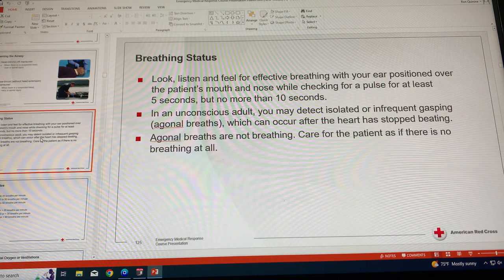Okay, now we're going to discuss breathing status. If the patient is breathing, the chest will rise and fall. However, you must also listen and feel for signs of breathing. Position your ear over the patient's mouth and nose so you can hear and feel air as it escapes. At the same time, look for the chest to rise and fall. Look, listen, and feel for breathing for at least 5 seconds, but no more than 10 seconds. You will simultaneously check for breathing and a pulse. Pulse checks will be discussed later in the chapter.